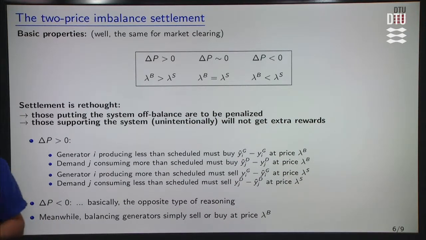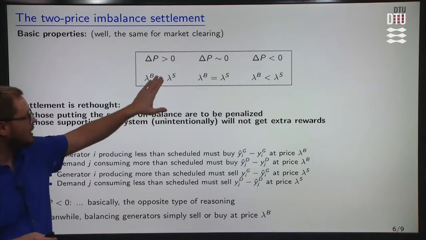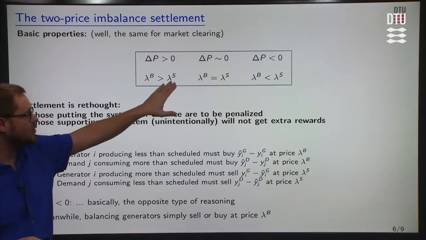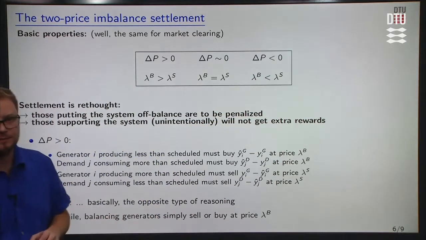With this two price imbalance settlement, we use the same basic quantity as for the one price imbalance settlement, but now in the cases where we're going to help the system involuntarily through the balancing market, we will receive the price lambda S, that was the day-ahead market clearing price, instead of lambda B. So if you are to be penalized, you would be penalized with lambda B, and if you are to be rewarded, somehow you will be rewarded with lambda S. The basic properties are still the same. In the case of upward regulation, lambda B is going to be greater than lambda S, and in the case of downward regulation, lambda B is going to be less than lambda S.